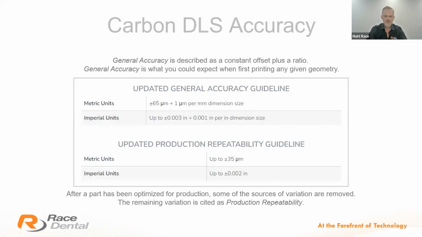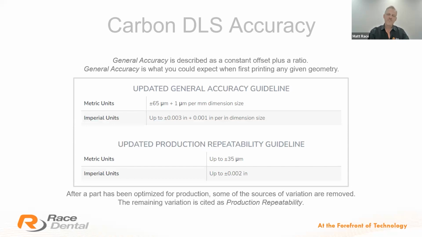So the Carbon DLS accuracy, I'd like to just spend a moment talking about how great these printers are. The general accuracy is described as a constant offset plus a ratio, for example, plus or minus 65 microns, plus 1 micron per millimeter dimension size. So there is a minor difference of only 1/1000th of a millimeter. And that's what we call the general accuracy.